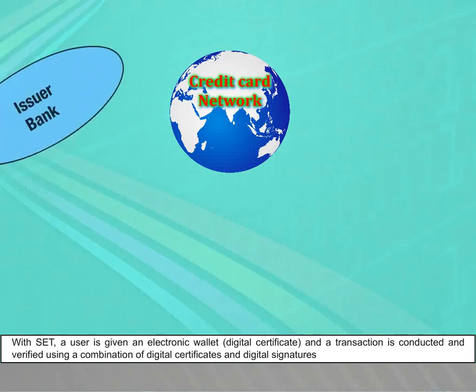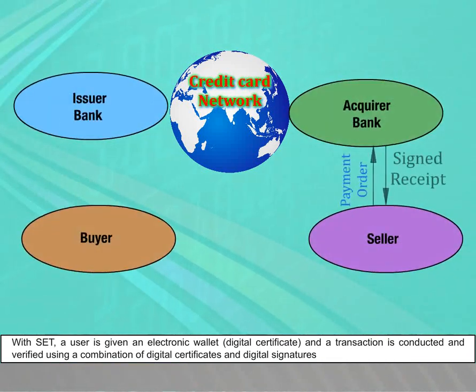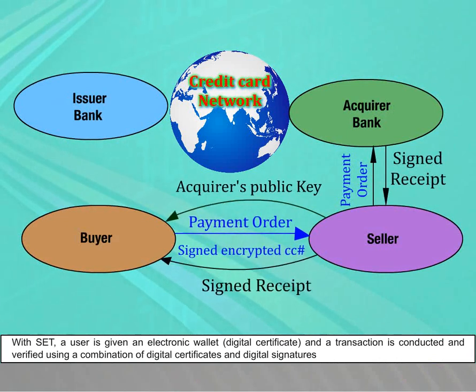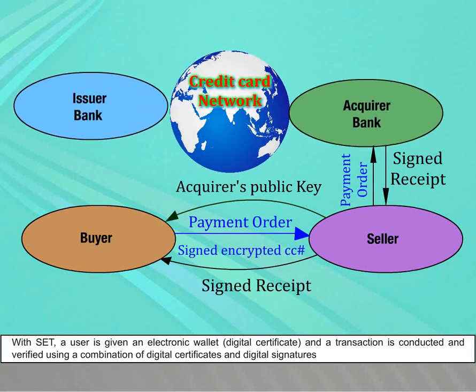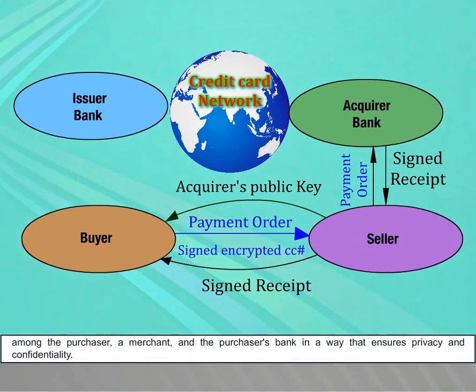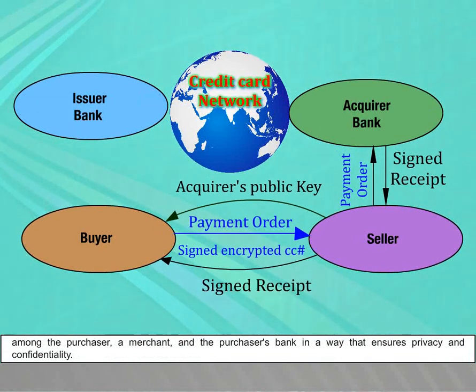With SET, a user is given an electronic wallet, that is digital certificate, and a transaction is conducted and verified using a combination of digital certificates and digital signatures among the purchaser, a merchant, and the purchaser's bank in a way that ensures privacy and confidentiality.